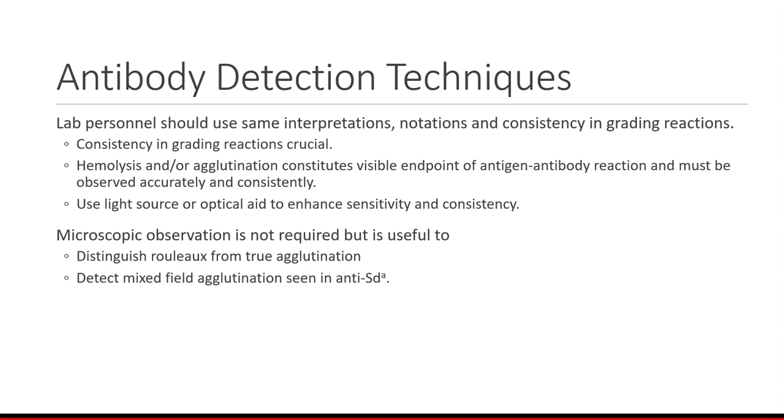Hemolysis and/or agglutination constitutes the visible endpoint of the antigen-antibody reaction and must be observed accurately and consistently. Again, always remember to briefly glance at the supernatant fluid above the cell button. If there is red color to that, that is hemolysis, and it is a positive reaction. Use a light source or optical aid to enhance the sensitivity and consistency. Yes, I can read using my eyes against a light, but I prefer the agglutination viewer because it has that mirror that gives me a much better view of small agglutinates.